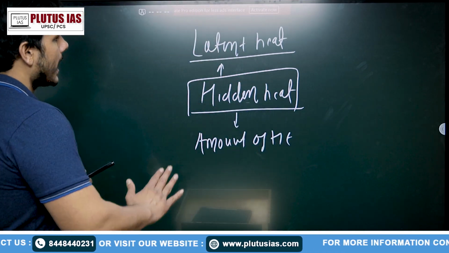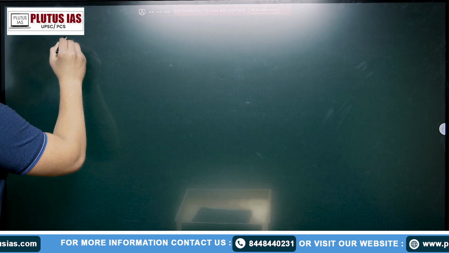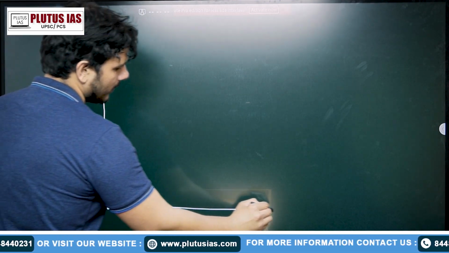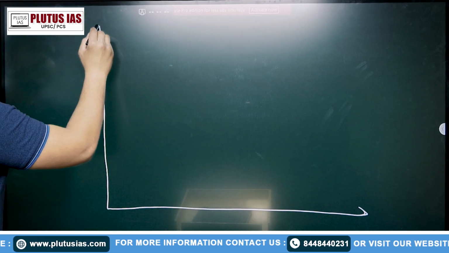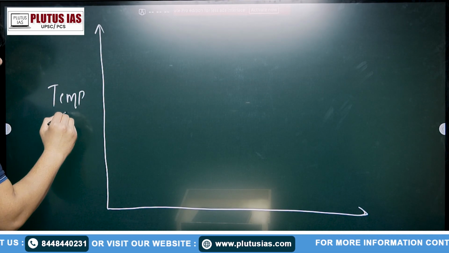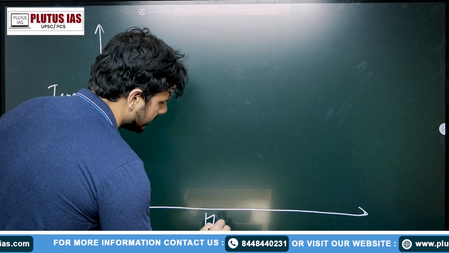Okay, so we'll go to the next slide. So let's make a graph like this. On this axis, we will have temperature, in degrees C, and we have heat input.